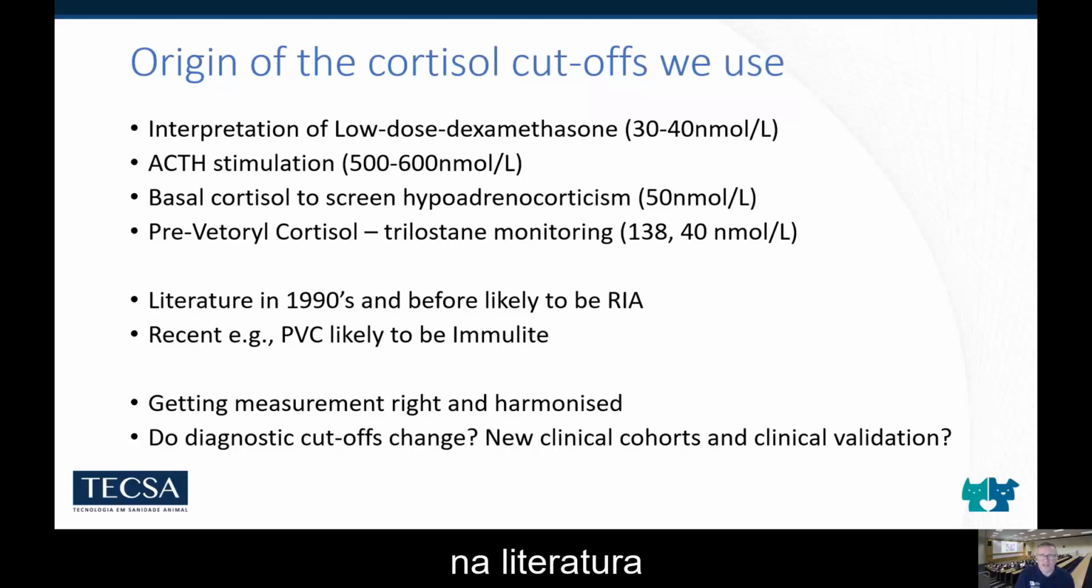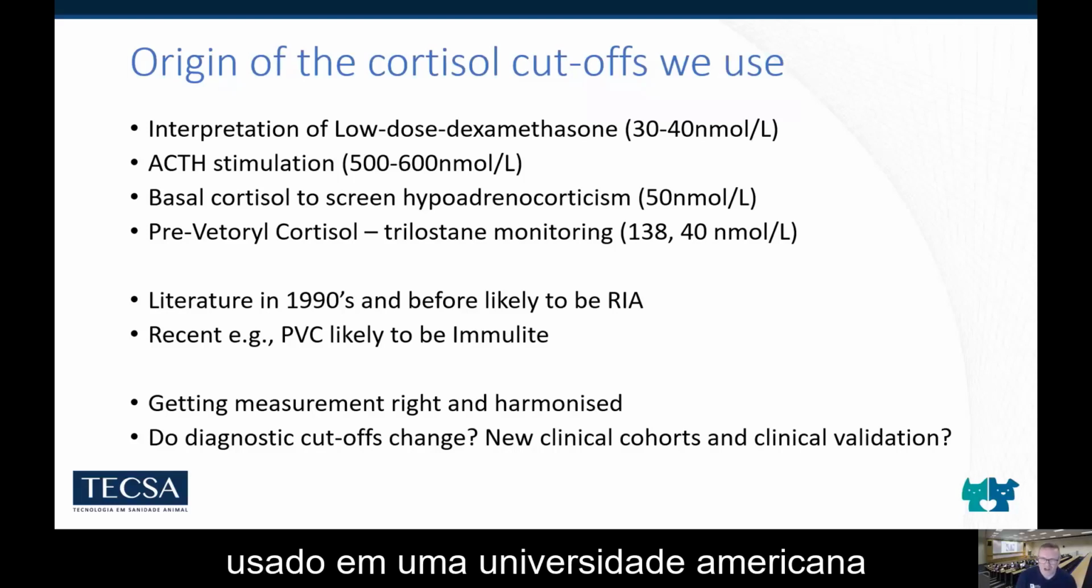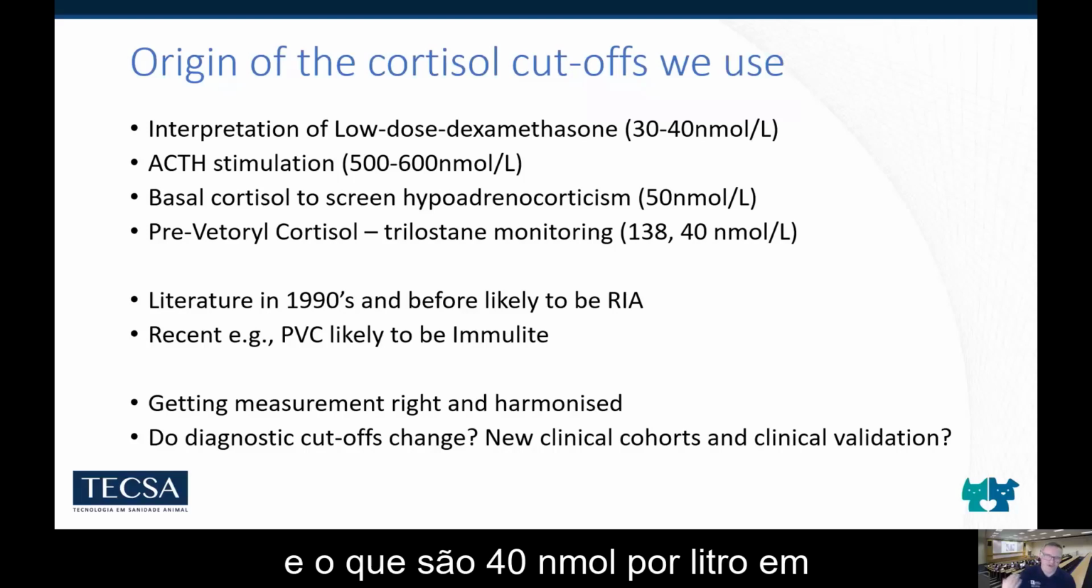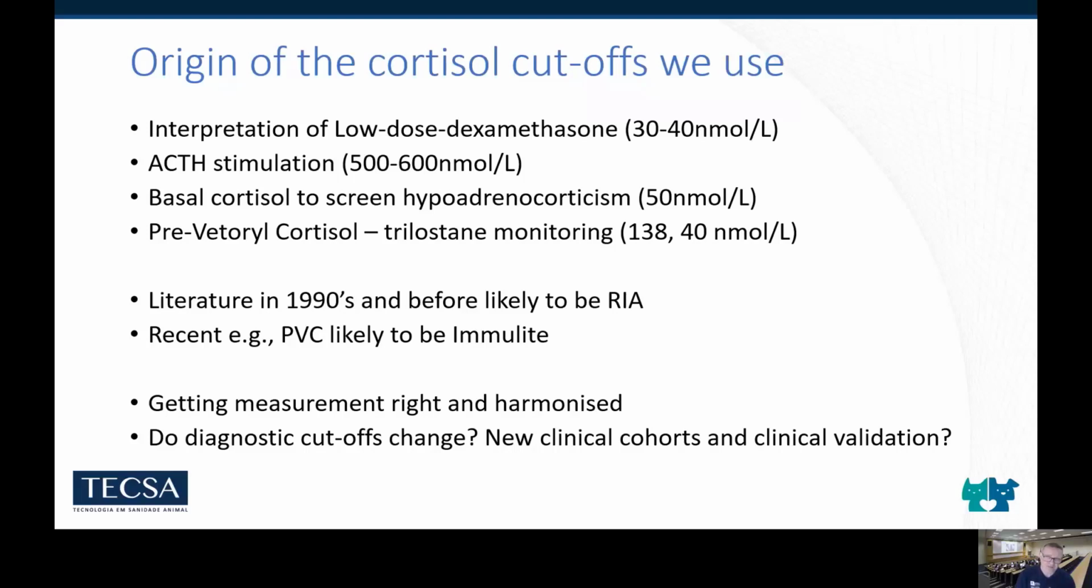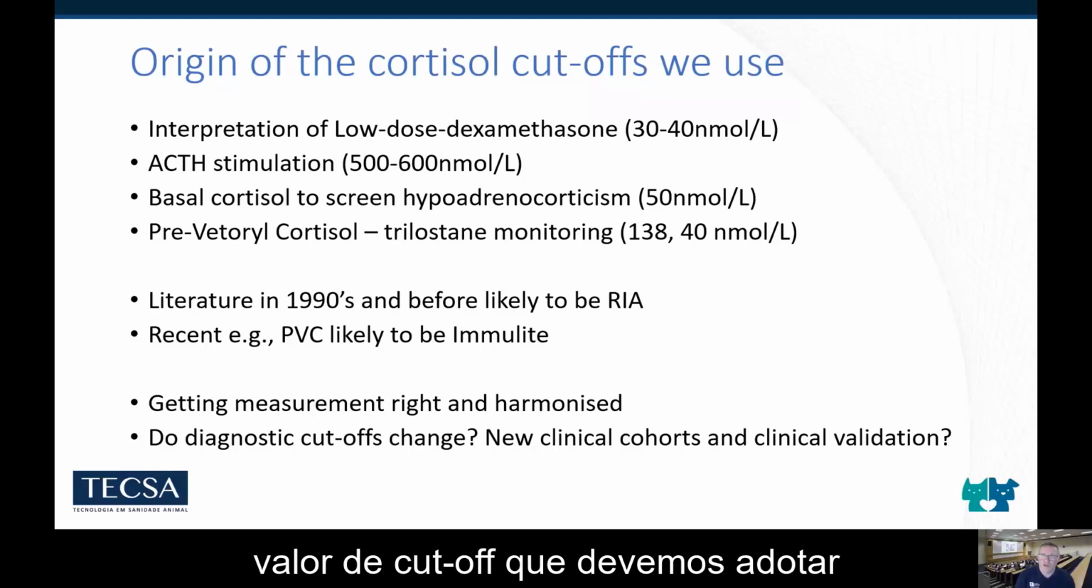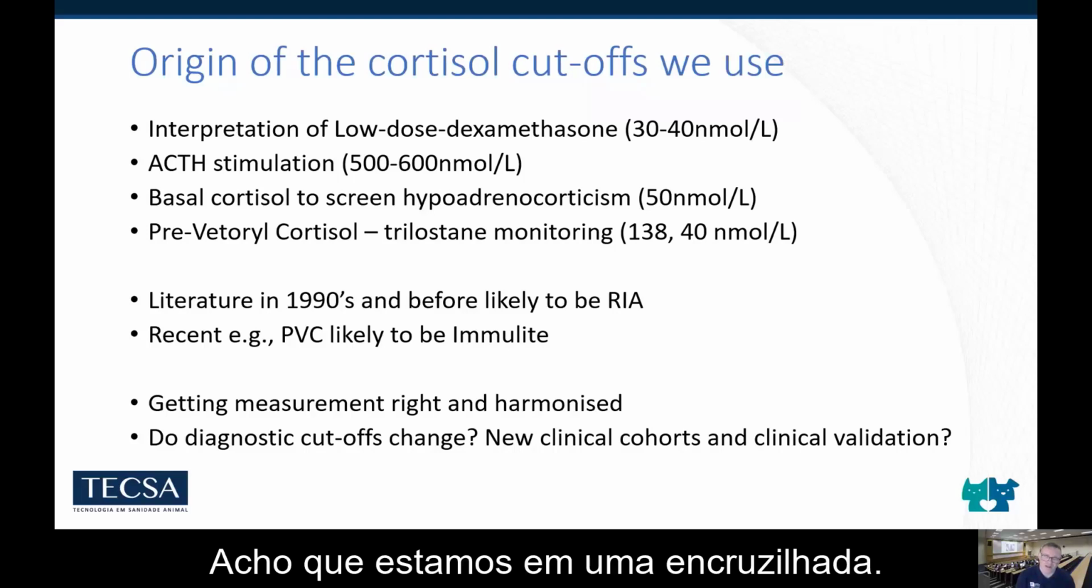And what the literature is missing is any sense of what the connection is between 40 nanomoles per litre on an old radioimmunoassay used in an American university versus what 40 nanomoles per litre is on a commercial chemiluminescent analyzer used in large commercial veterinary laboratories in the 2020s. So it's hard to know. And without redoing all the clinical studies to decide what that new cutoff value should be using the technologies that people are actually using now, I think we are a bit stuck.